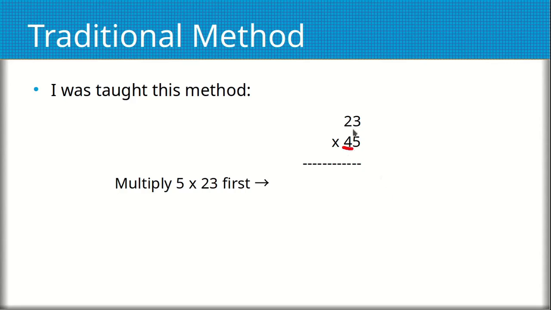And then you do the 4, you multiply by 3, and then by 2, and you put it in a second row, but you indent it because you put a 0 here. And then you add it all up, and you get the answer, okay? So let's go through that.